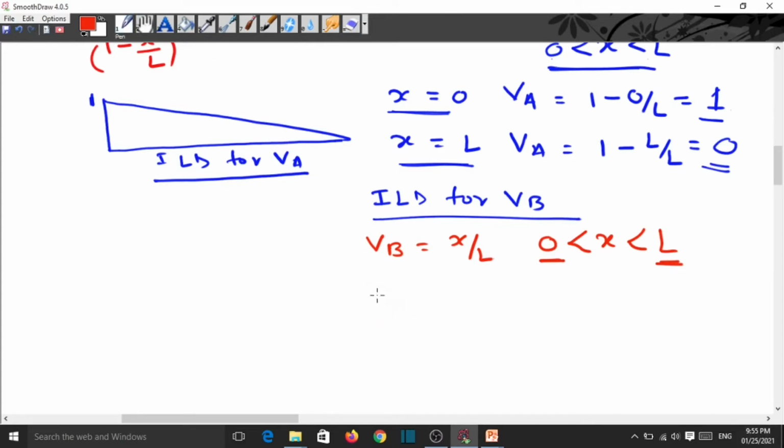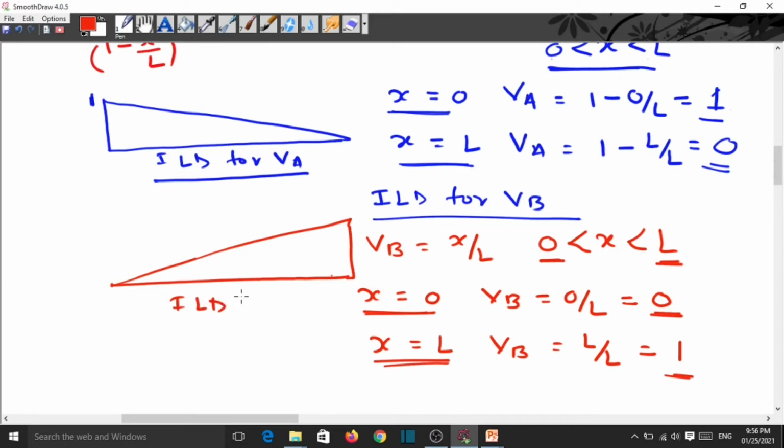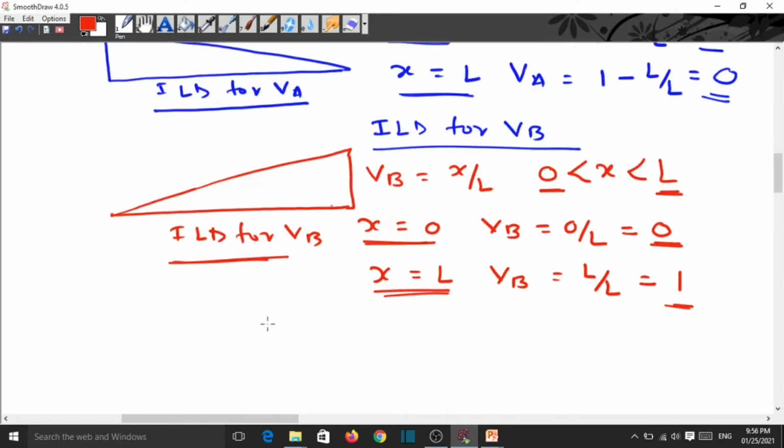So when X is equal to 0, VB is equal to 0 by L, so that is 0. And when X is equal to L, VB is equal to L by L, so that is 1. So we got X equal to 0, VB is equal to 0, and when X equal to L, VB is equal to 1. So here we draw the ILD for that. Now X equal to 0 is 0, X equal to L is 1. So we join this line nicely. So this is the ILD for VB. Now next is the important part, that is the ILD for the horizontal thrust.